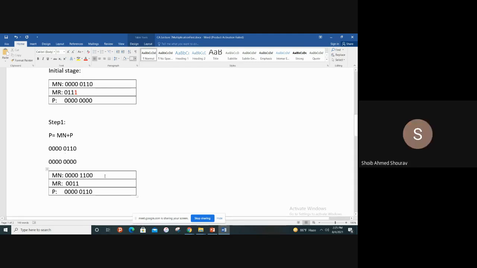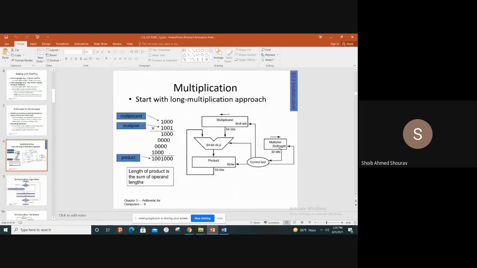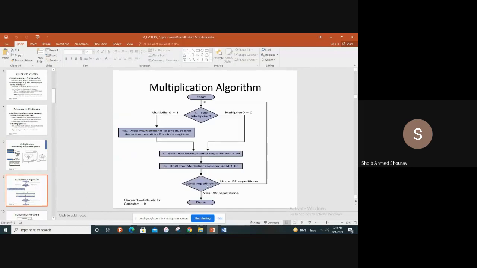Okay, fine. So now, as we have completed step 1, we are going to check the repetition. Why? Because the multiplier is assumed as 32 bits. So if the multiplier is 32 bits, we need 32 steps in this algorithm to actually perform the multiplication.